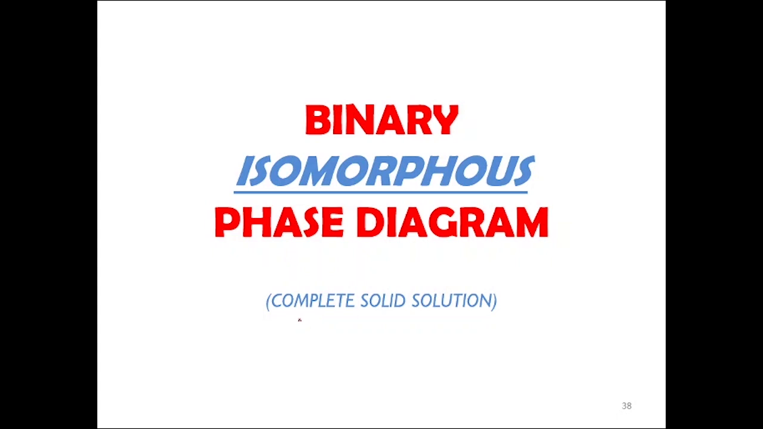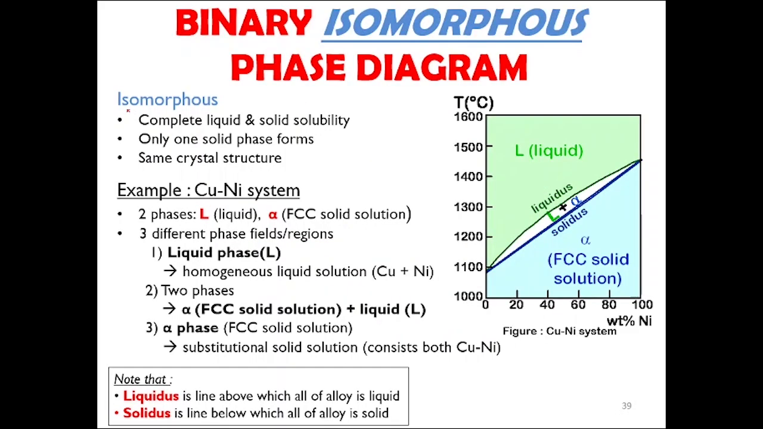Isomorphous means it is a complete solid solution. It means that the two elements will completely combine and form a single phase in the solid solution. As mentioned before, isomorphous means complete liquid and solid solubility. Only one solid phase forms. The elements must have the same crystal structure, and the solid form will produce the same crystal structure.